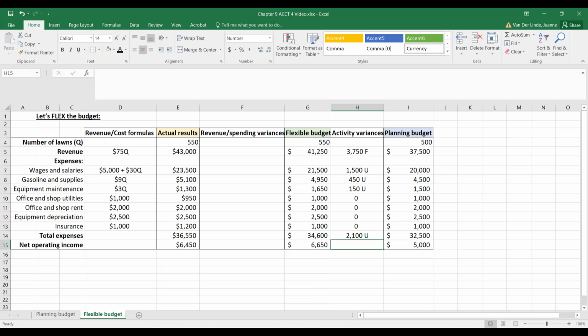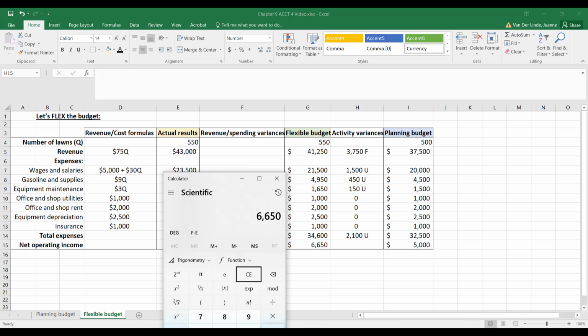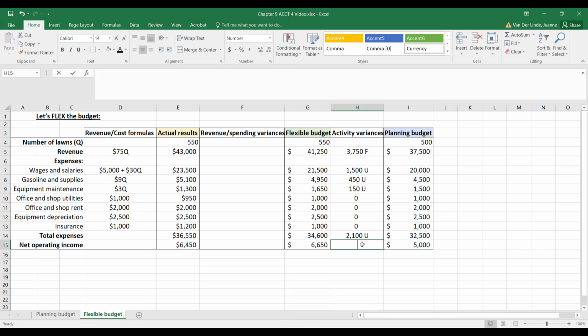Now let's compare our net operating income. Our net operating income should have been $6,650. Compare that to the planned net operating income of $5,000. We can see that there's a variance there of $1,650. But if we're talking about net operating income, if your net operating income should have been $6,650, but you planned for $5,000, that's actually a favorable variance, right? Because here, that variance in activity of 50 more lawns in actuality than what we planned for leads to a favorable net operating income activity variance there.